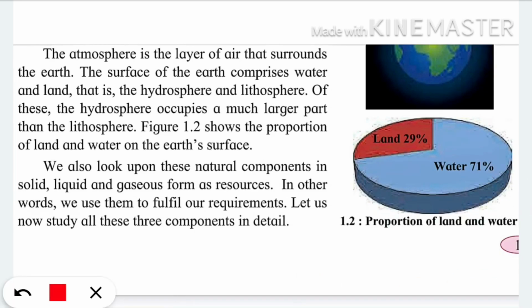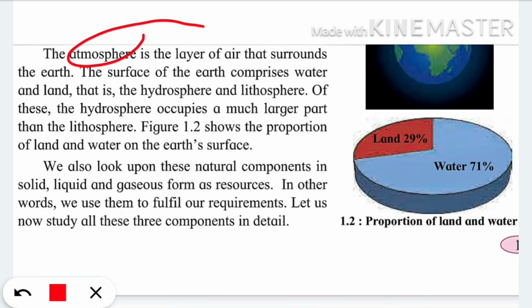The atmosphere is a layer of air that surrounds our earth. The surface of earth comprises water and land, that is the hydrosphere and lithosphere. We have water 71% and land 29%. Of these, the hydrosphere occupies a much larger part than the lithosphere. Figure 1.2 shows the proportion.